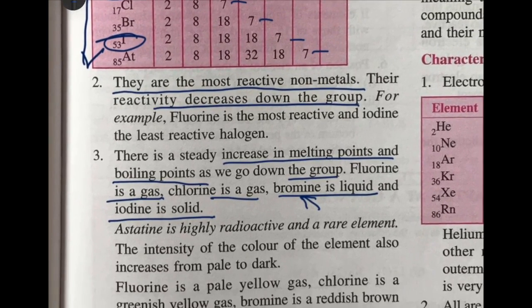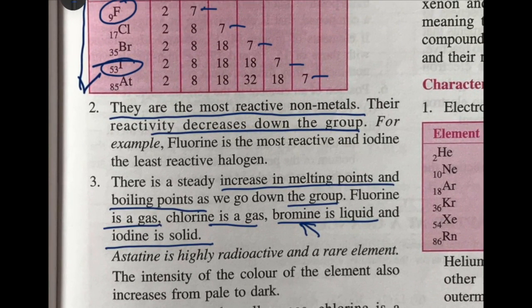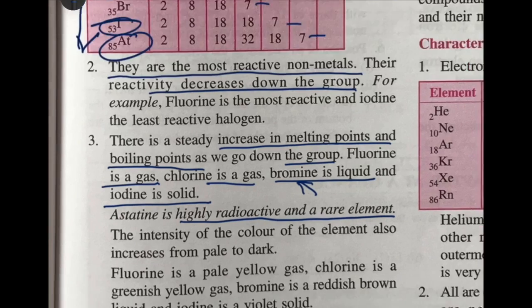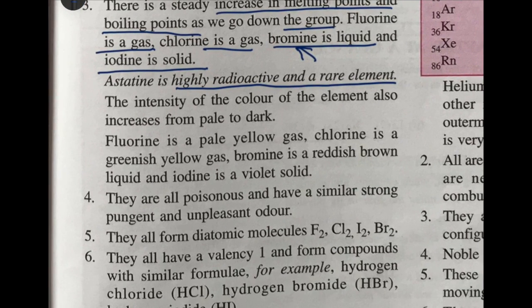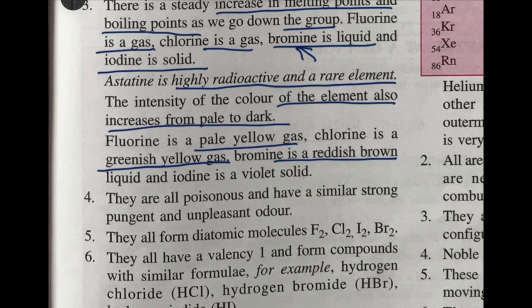Now, the last element in this group, that is astatine, is a highly radioactive and rare element. The intensity of the color of the elements also increases from pale to dark. That is, fluorine is a pale yellow gas, chlorine is a greenish yellow gas. Children, please remember the colors are very, very important. Bromine is a reddish brown liquid and iodine is a violet solid. So you can see how the color goes from lighter to darker.